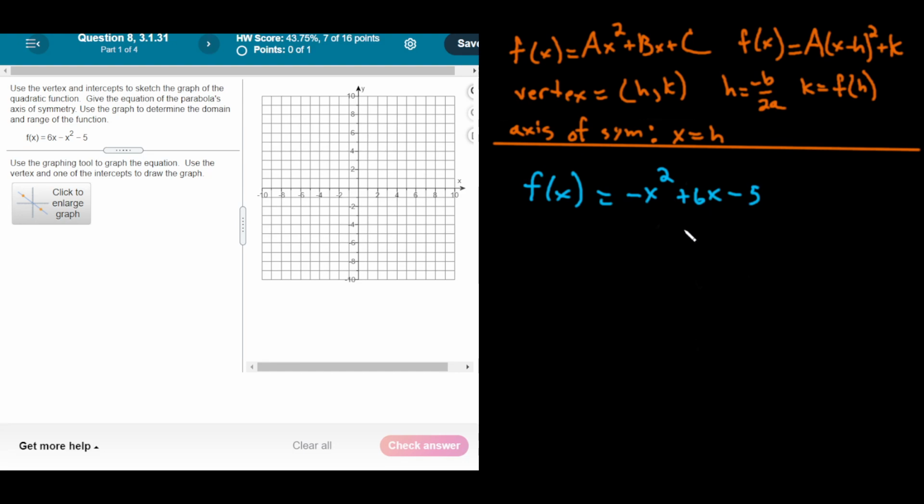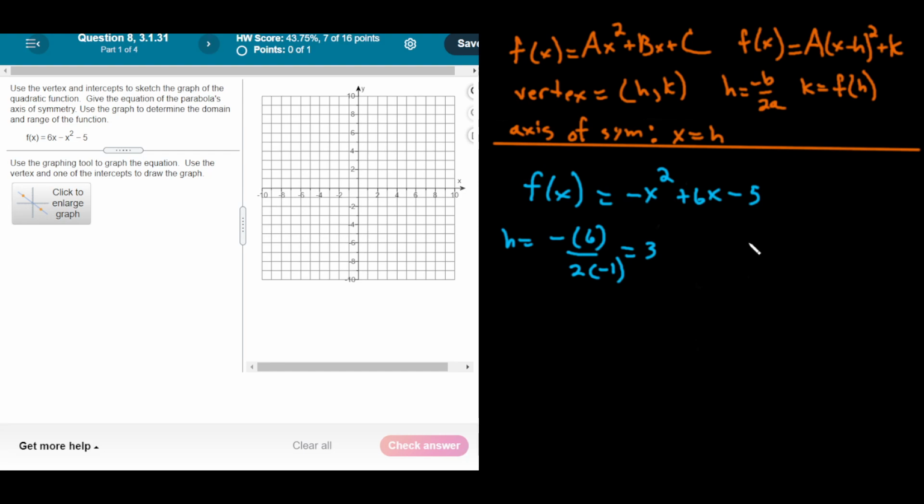So now what do we do? Well, we're ready to just jump in. Your h is equal to your negative b all over 2 times your a, which is negative 1. A negative divided by negative is a positive. 6 divided by 2 is 3, so your h is 3.